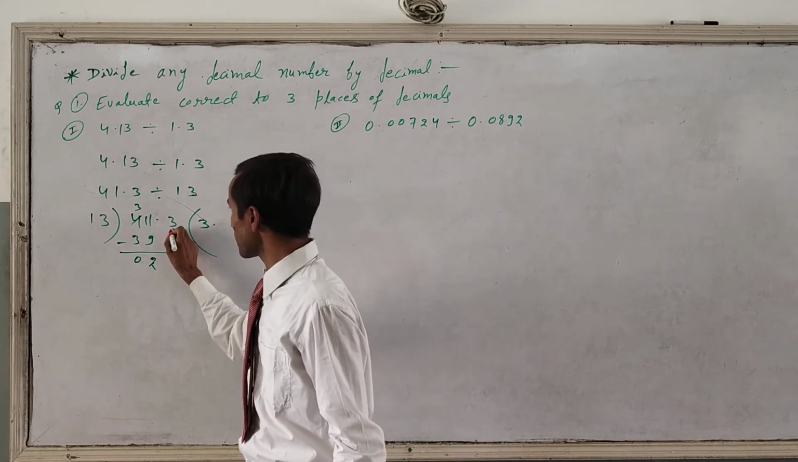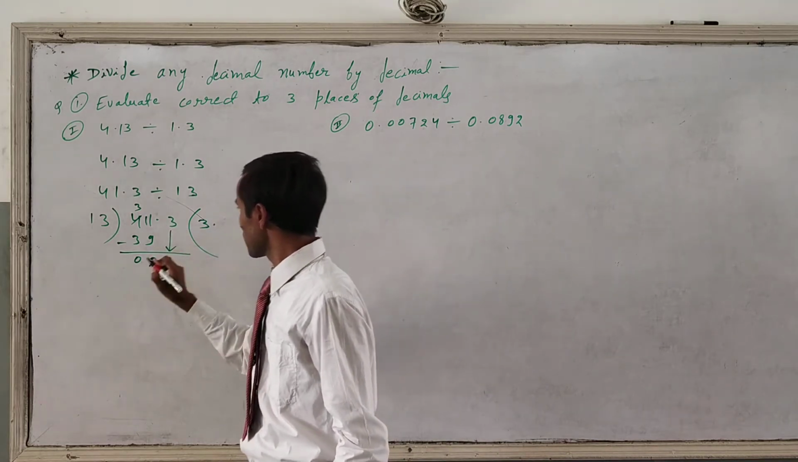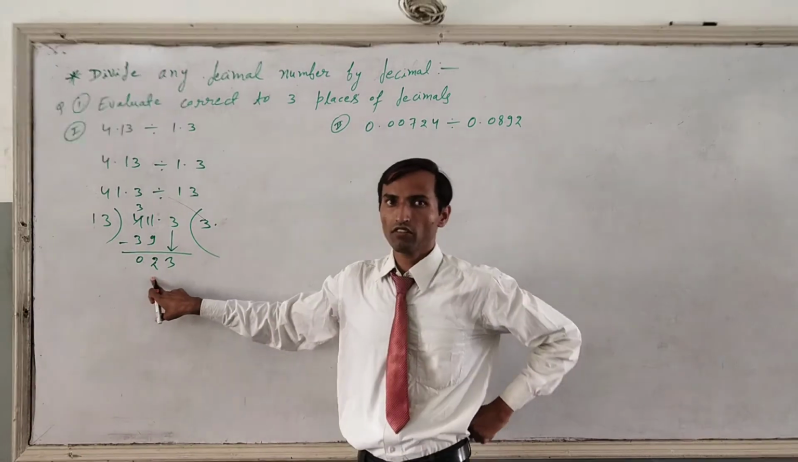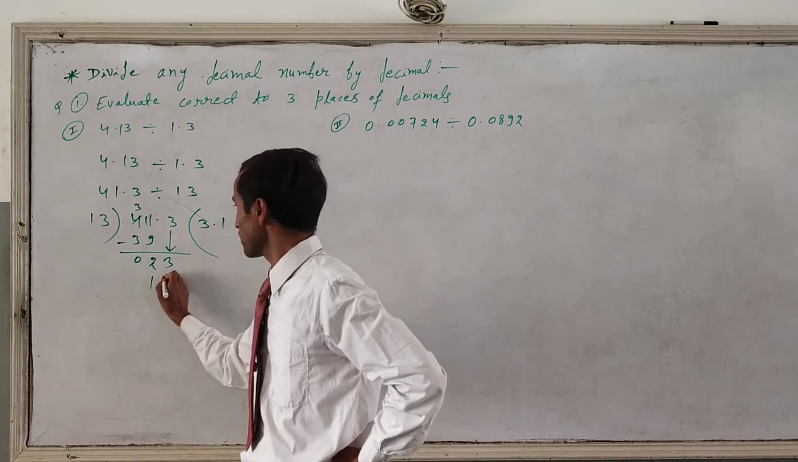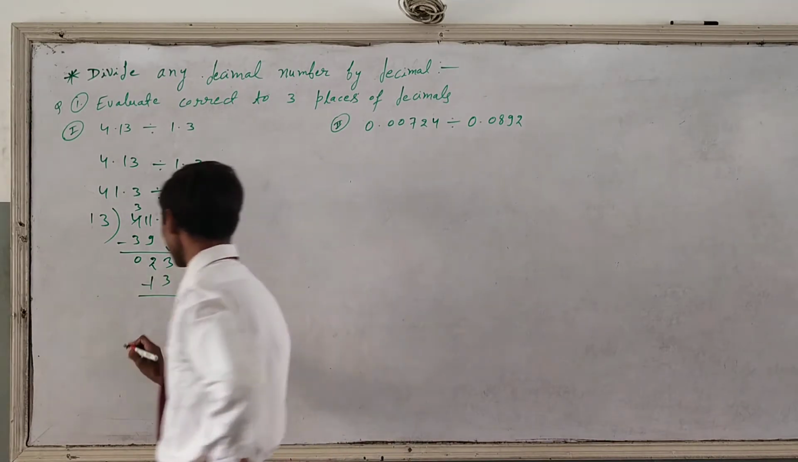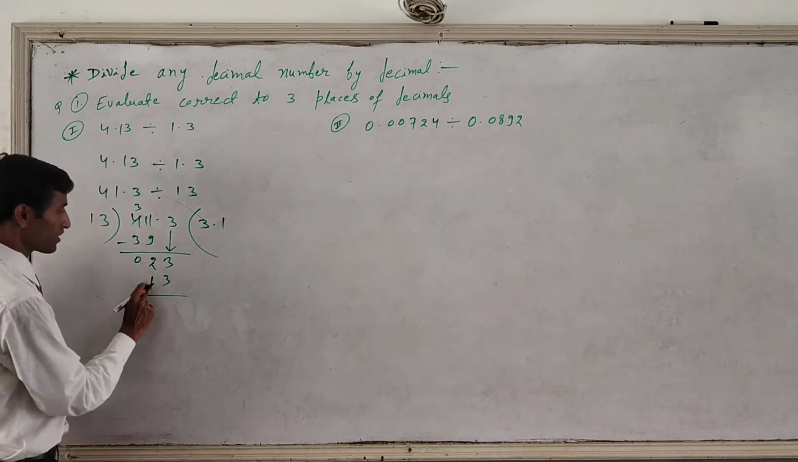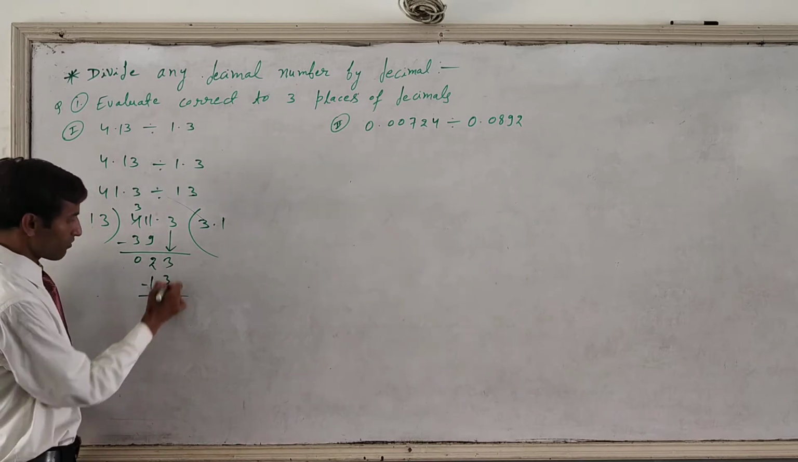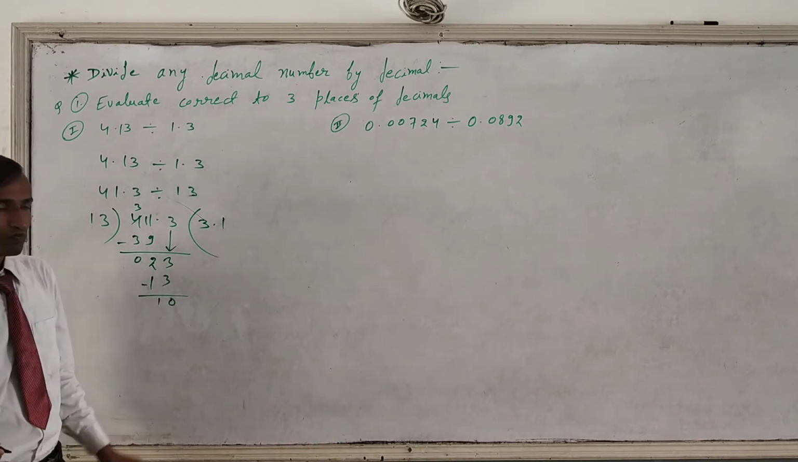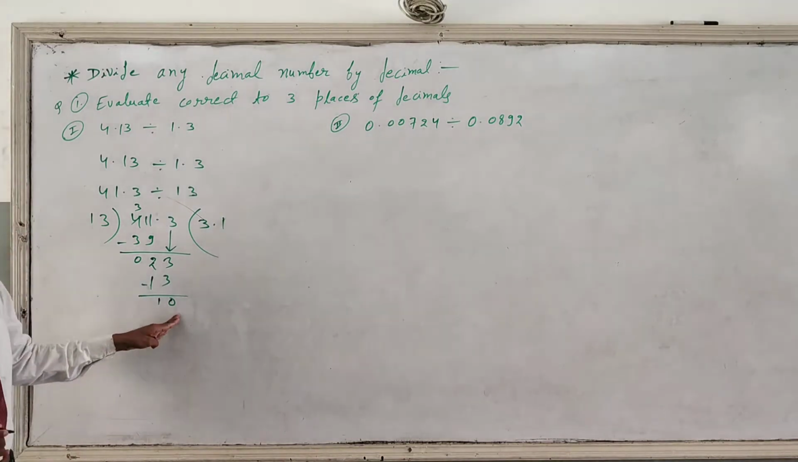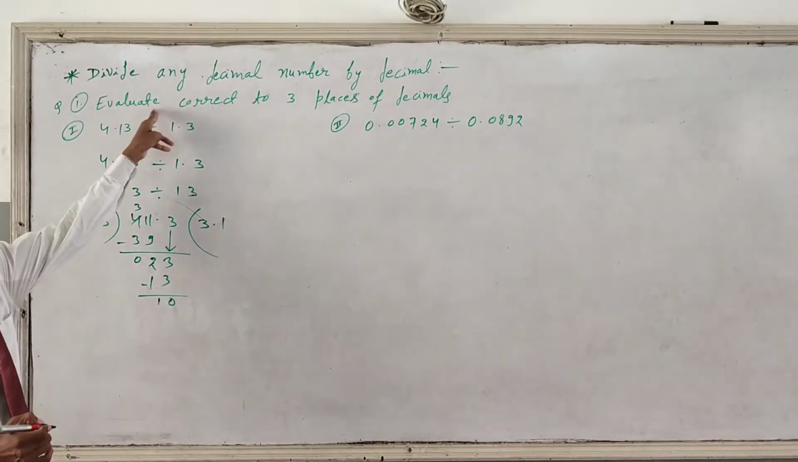After that we write 3 here, so the next number is 23. Now we can divide: 13 times 1 is 13. After that we have to subtract: 23 minus 13. 3 minus 3 is 0, 2 minus 1 is 1. So 10 will come. After that, just see what the question is saying.